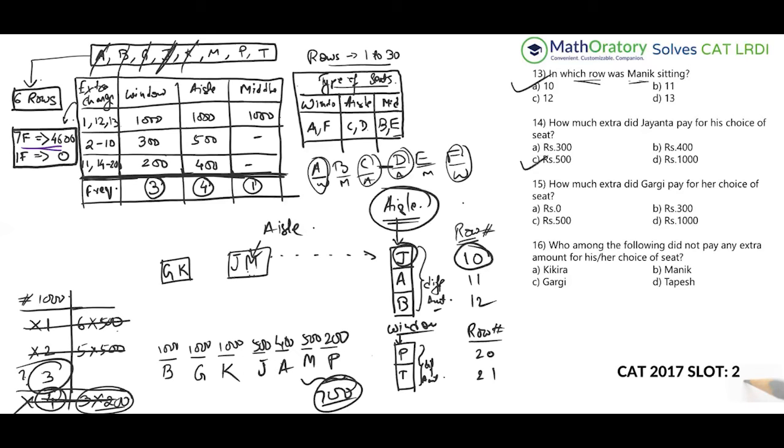So that is the answer for this question. How much extra did Gargi pay for her choice of seat? So Gargi pays 1000. Who among the following did not pay any extra amount for his or her choice of seat? So that is Tapesh. So Tapesh is the one who doesn't pay anything. Tapesh is not among the 7 people. So those are the answers for this set.